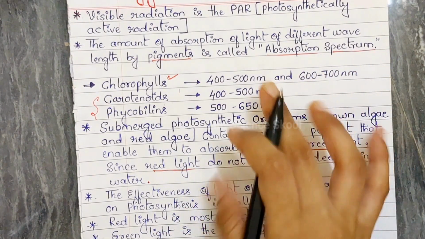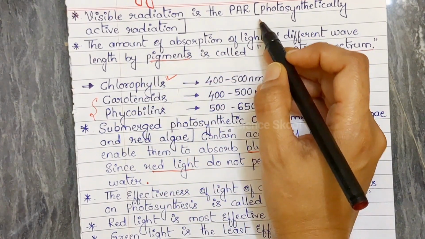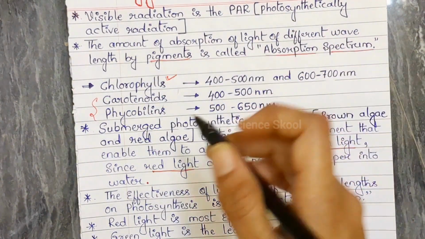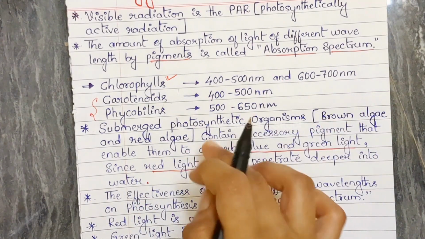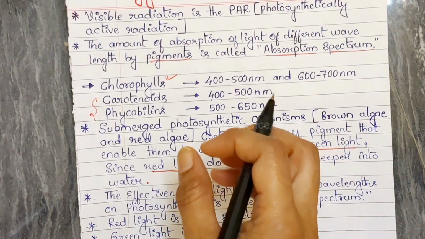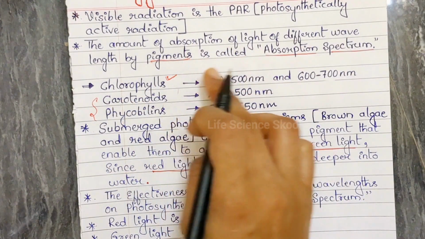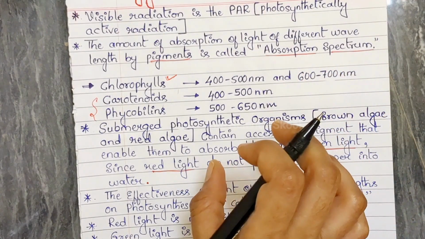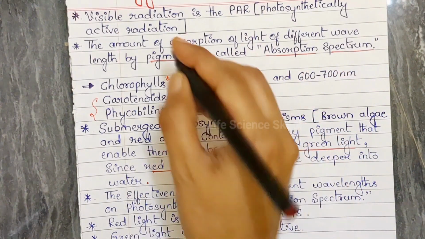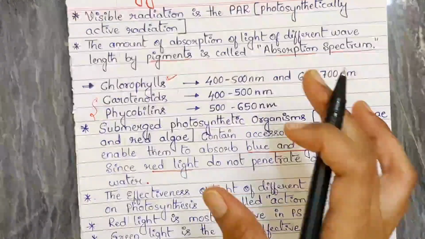Here I said photosynthetically active radiation. What is this photosynthetically active radiation? I have just explained it, but I will repeat it once again. PAR is the wavelength of light that sits within the visible range of 400 to 700 nanometer. Or you can say it is the type of light required for photosynthesis.